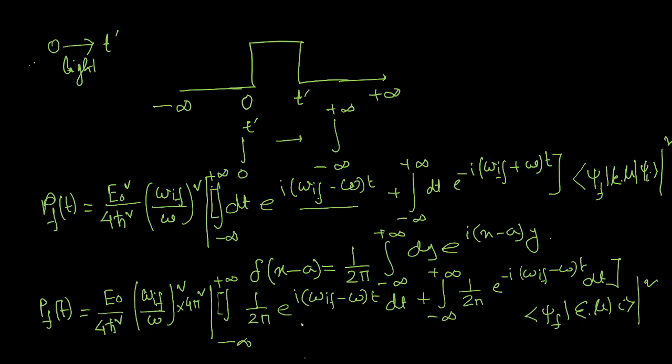So it can be written as delta of omega_if minus omega t, and this can be written as delta of omega_if plus omega t, sorry, this is positive. Okay, so the expression should be p0 pi square by h cut square, omega_if by omega square.